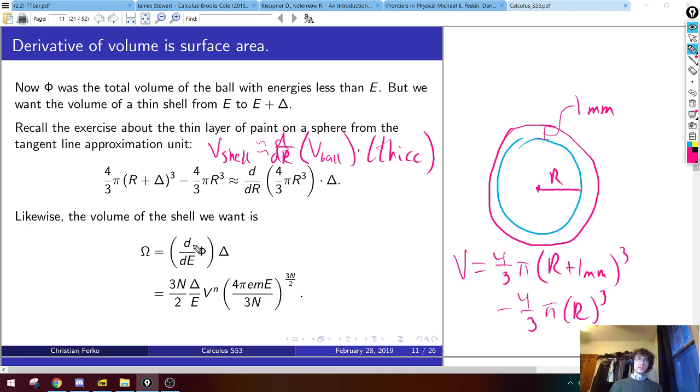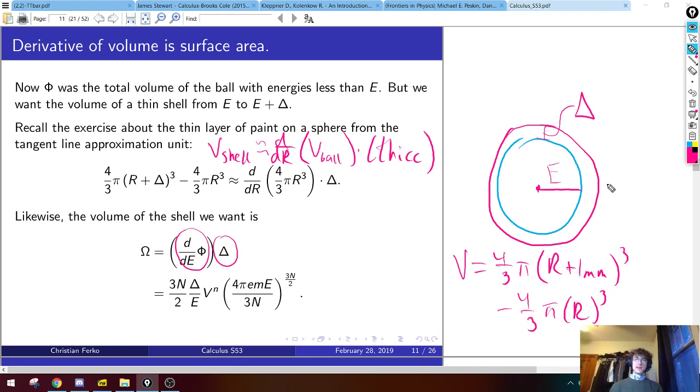We're going to use something identical here in 3n dimensions. Since we're trying to find the volume of a little shell with thickness delta in energy space, because remember delta is our energy resolution. So the thickness of this ball is delta, because this is going from energy E. Remember, this is a ball in energy space. So it's going from E to E plus delta. We're going to do the same thing. We use a tangent line approximation and say the volume of the shell, which I write as capital omega, is the derivative with respect to E of the ball volume from the previous slide, times the thickness delta.